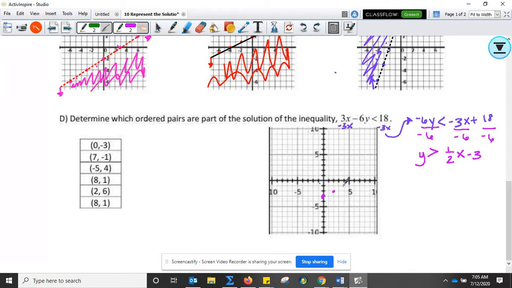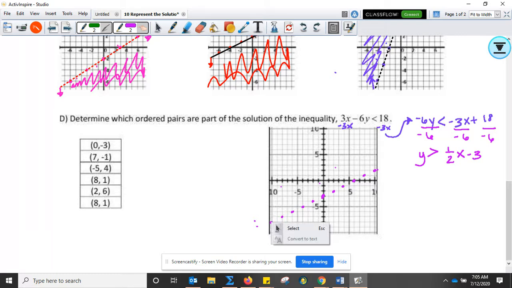Rise 1, run 2. If I could go up and right, I can also go down and left. Down 1, 1, 2. Okay, so we made it.